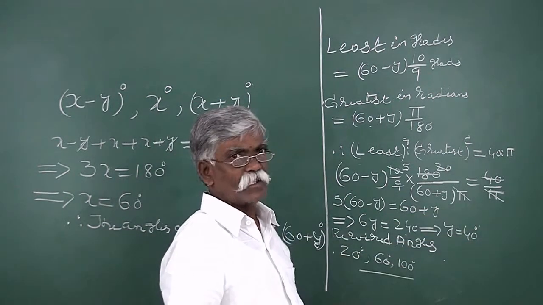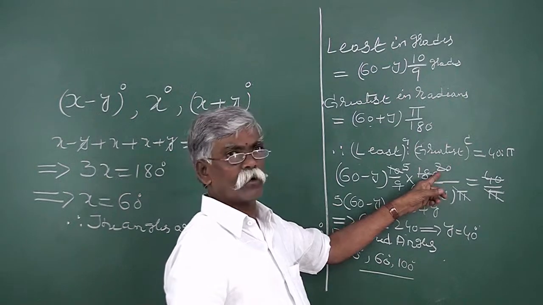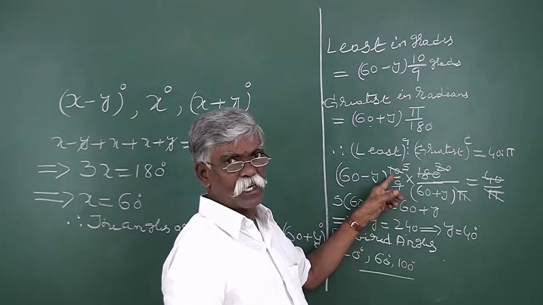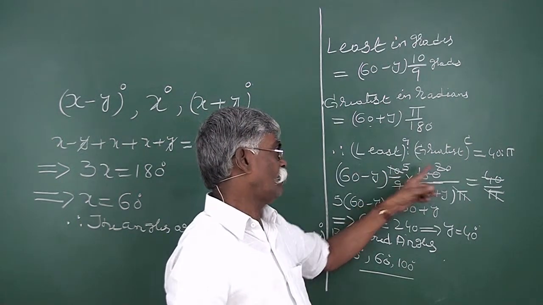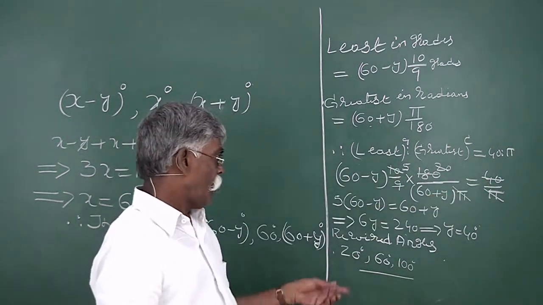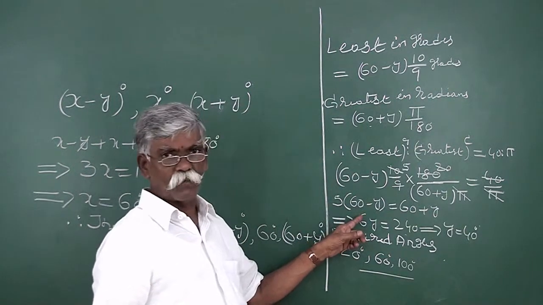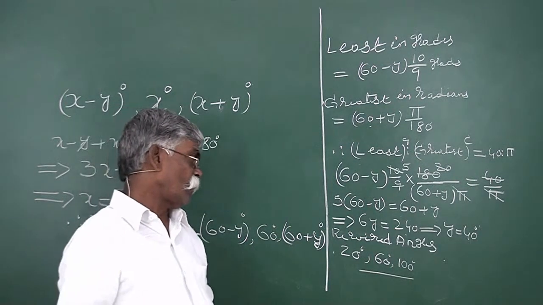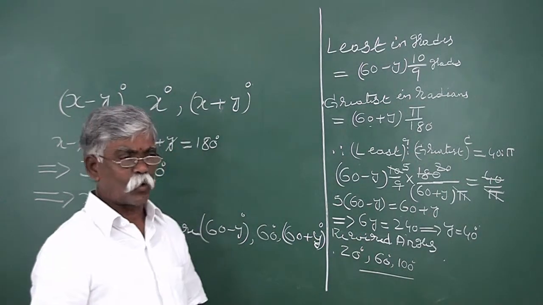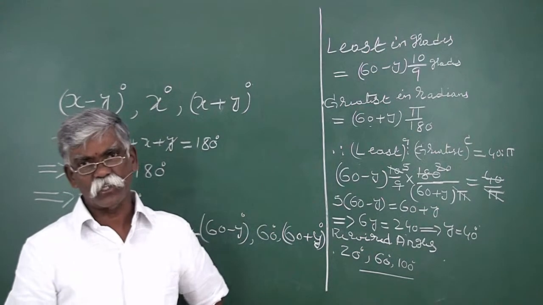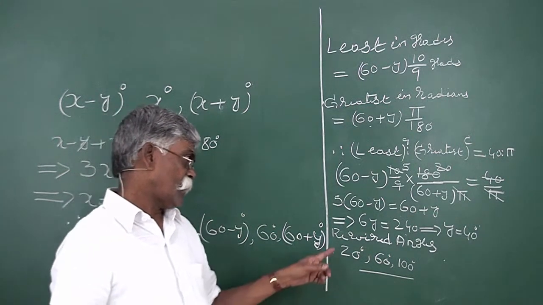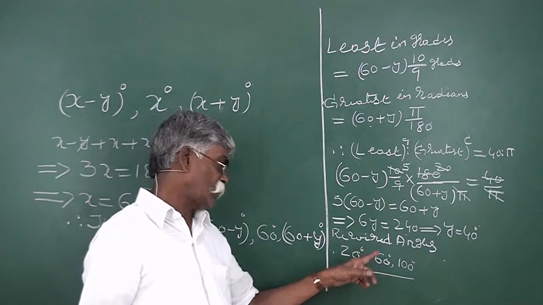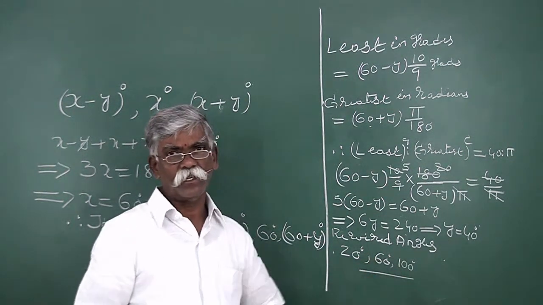So pi is getting cancelled, 9 2s are 18 and 9 20s are 180, and then 20 into 2 from here, so remaining is 5. 40 gets cancelled with this. Therefore 5 into 60 minus y is equal to 60 plus y. So therefore 6y is equal to 240, which implies y is equal to 40 degrees, and hence the required angles are 20 degrees, 60 degrees and 100 degrees.